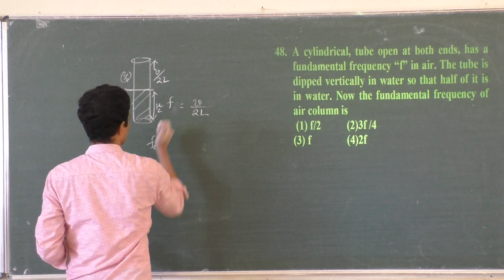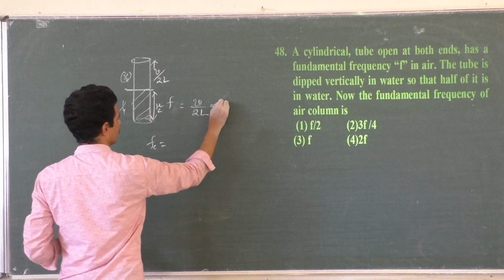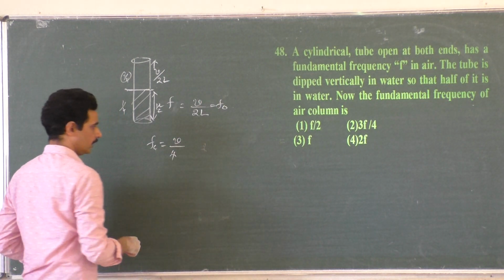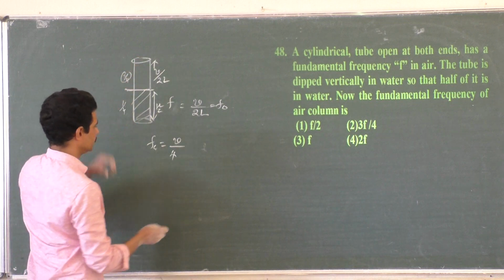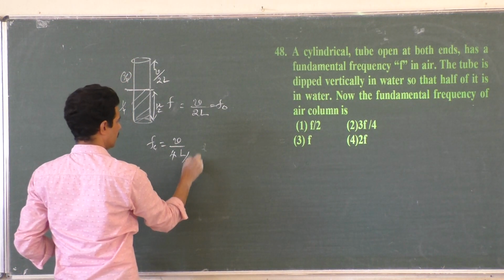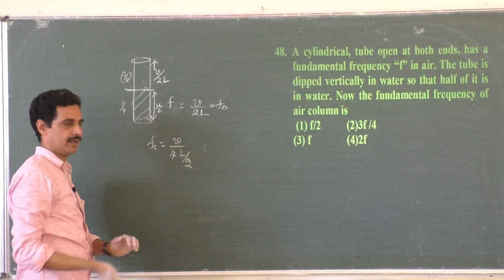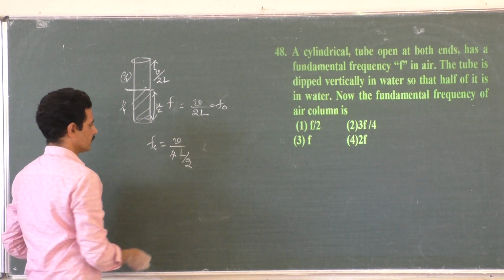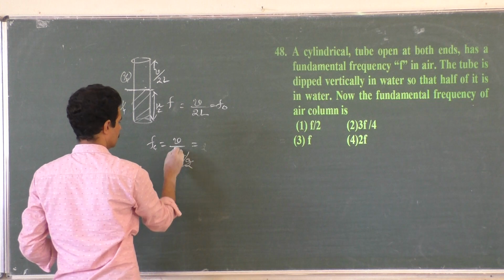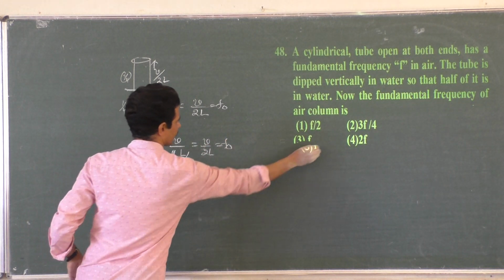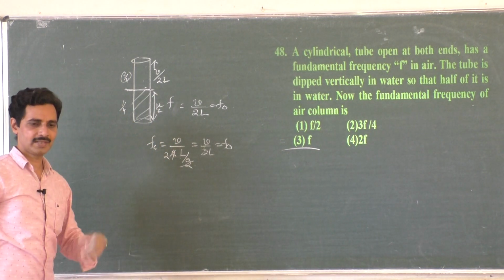Yes, this is F. Open pipe, that is equal to F naught. Closed pipe, V by 4. What is L? L by 2. Because new length is L by 2. For closed pipe, length is only half of it is remaining in air, half is immersed. So what is this one? This is equal to V by 2L itself. That is F naught itself, right? The fundamental frequency hasn't changed.